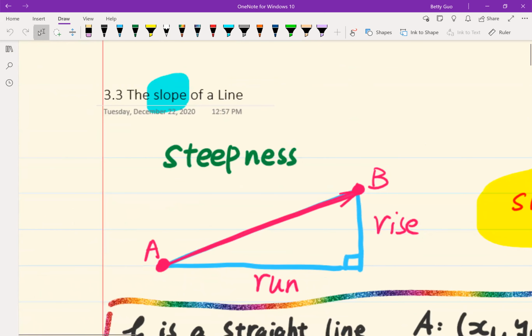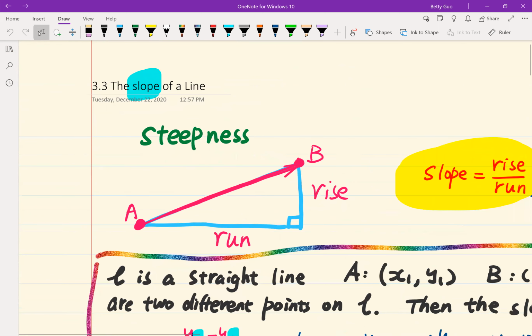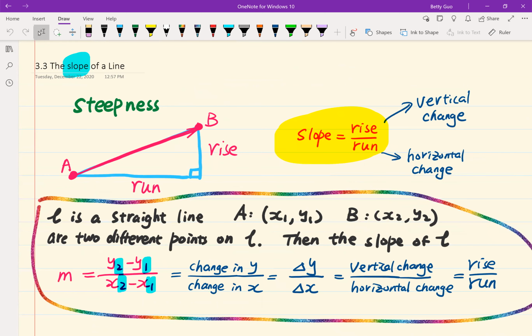Talk about the slope of a straight line. Slope is a very important property of a straight line. It's like my hair color, my eye color, my height, how tall I am, how much I weigh. Those are properties of a person, right? Slope is a property of a straight line.